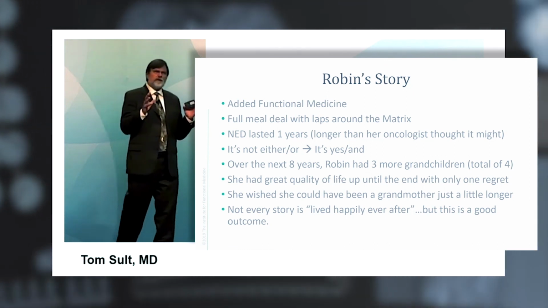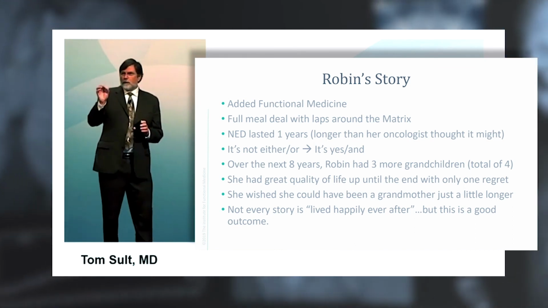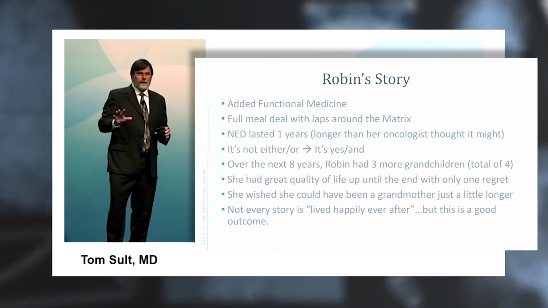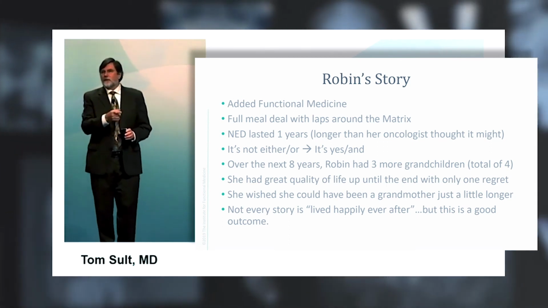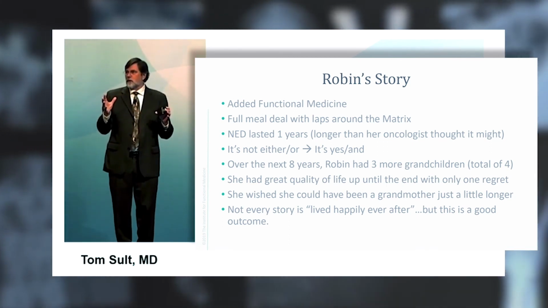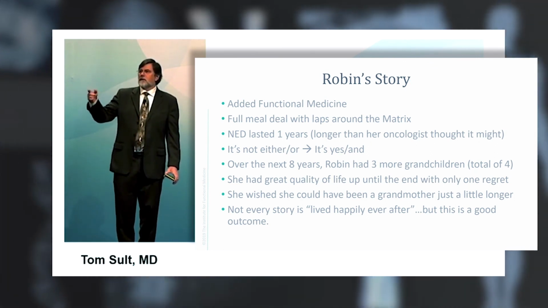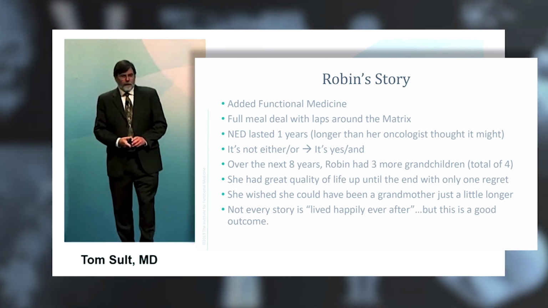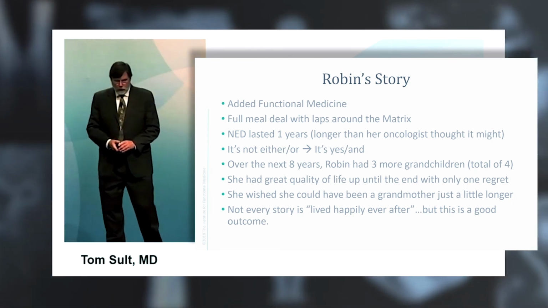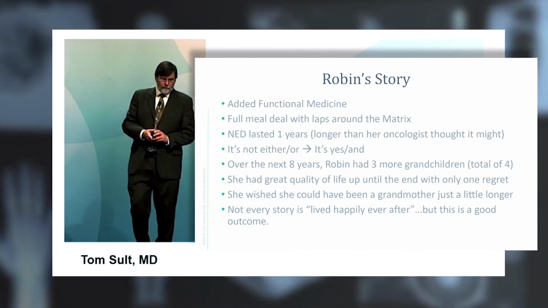This is a matrix. We used to call it the web. You know, a spider web, you pull on one little piece of a spider web, it changes the rest of the spider web. So if you make an intervention, you have to reassess your patient to see how things have changed. It's not one and done. I did the matrix. No, the matrix is a continuous assessment tool. So she remained no evidence of disease for about a year, which was actually much longer than her oncologist predicted.